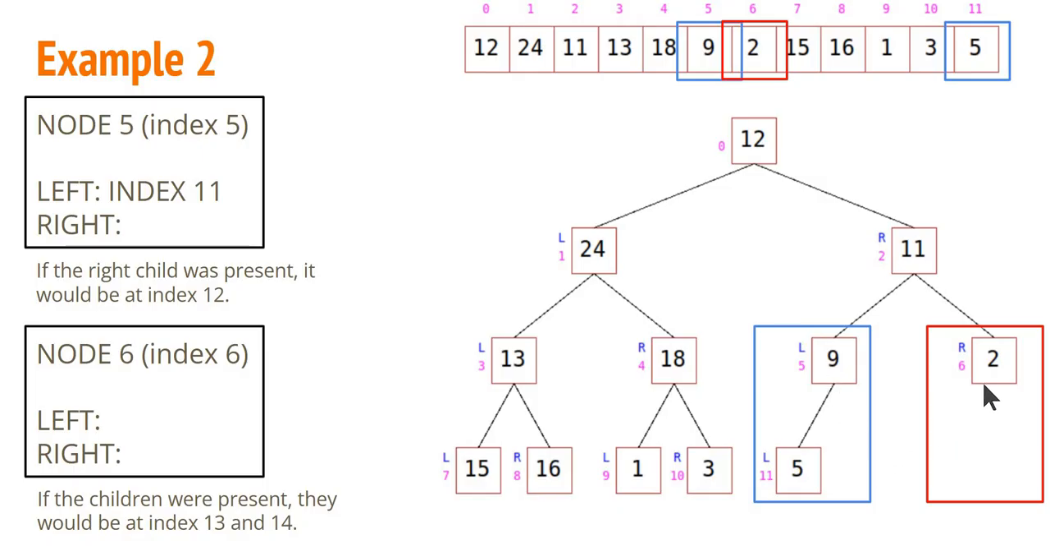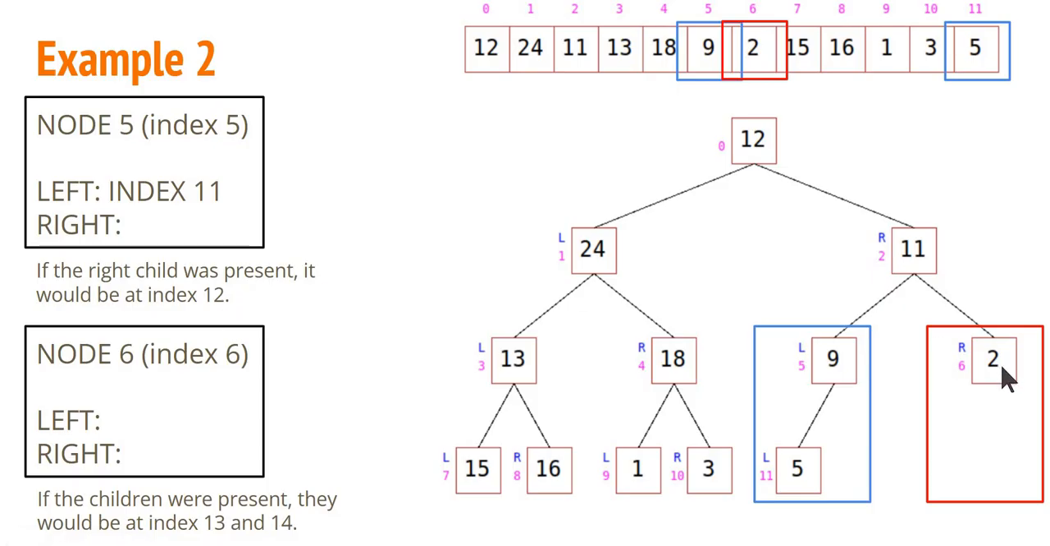Let's look at the last node. Remember, by the rule of complete trees, the children have to be at 13 and 14. They absolutely would have been there if we had children, but now that we don't have children, that's okay. This is empty, right? So basically the rule is still holding, just that some nodes do not have children. So the way to look at it is that, for example, for node 5, if the right child was present, it would have been at index 12.